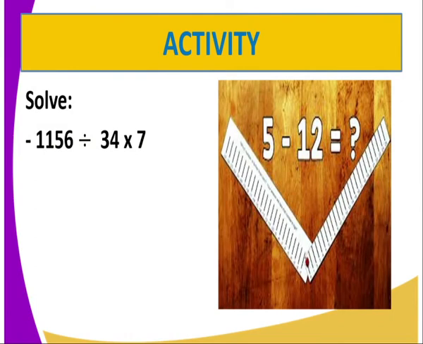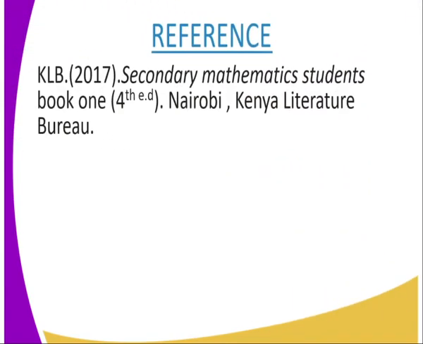Having said that, we can have the following activity, where you are required to solve negative 1156 divided by 34 times 7. To get more of this lesson, you can refer to KLB Secondary Mathematics Students Book 1, the fourth edition, Nairobi, which has been certified by the Kenya Literature Bureau.